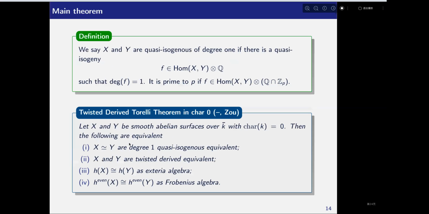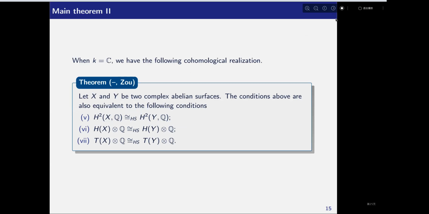One is quasi-isogeny. The other is the twisted derived equivalence. Okay, so that's the interesting part for abelian varieties. We have the isogenies, which can also induce a lot of rational Hodge isometries here.